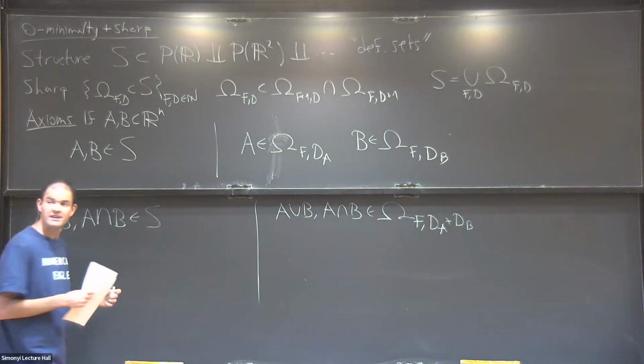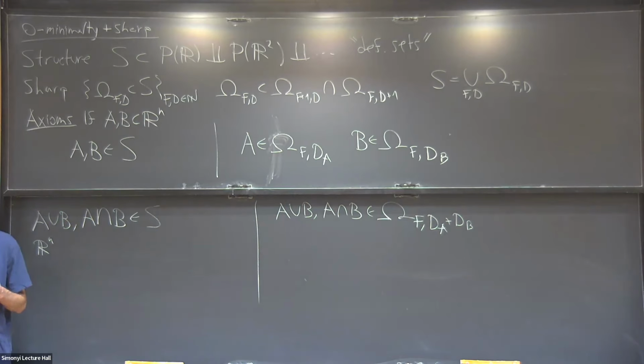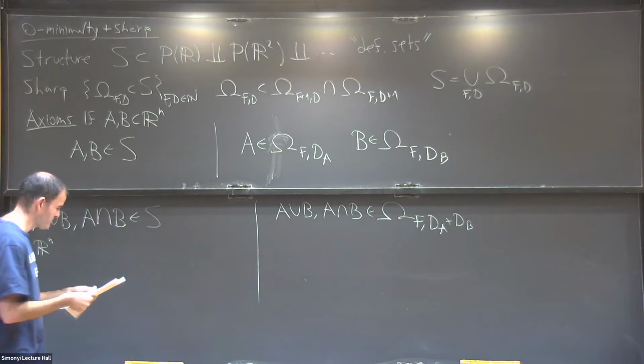Where does the word sharp come from? Complexity? So at the very end, I'll say that the last axiom, I'll say what it means to be sharp and what other notions one could have instead of sharp.